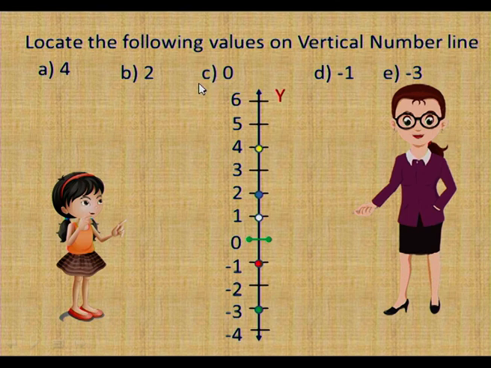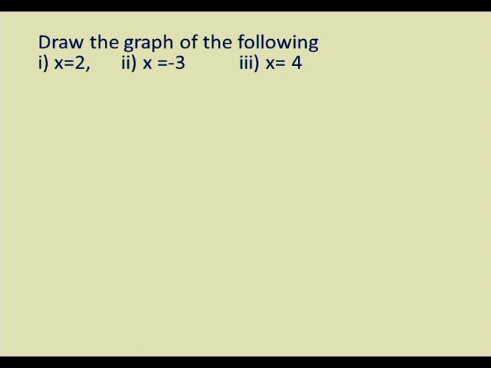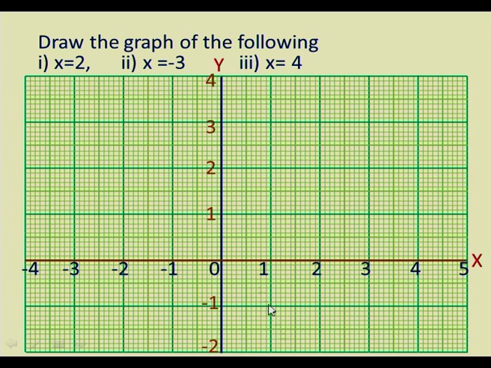Now, can we mix both the horizontal and vertical number lines, and can we try for combined results? Is it possible? Yes, this is possible when you use a graph. Shall we show? Draw the graph of the following. This is a graph. You are able to see this horizontal line, which I am calling the x axis, axis means line, and the vertical one I will be calling the y axis.